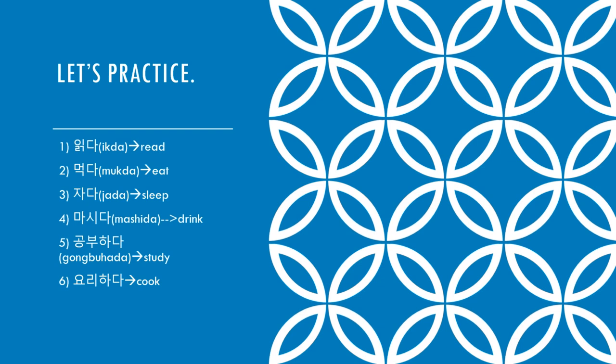Okay, it's very important to practice these vocabularies. Let's repeat these words one by one. 읽다. What's 읽다? 읽다 means read. Okay, let's go to the next one. 먹다. What do you mean by 먹다? 먹다 means to eat. 자다. What do you mean by 자다? 자다 means sleep, right? 마시다. 마시다 means drink.